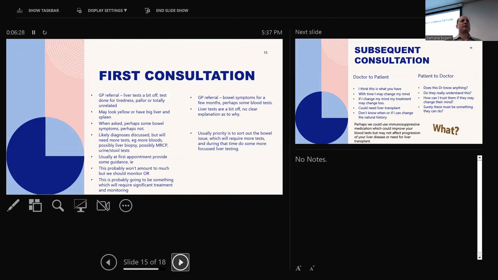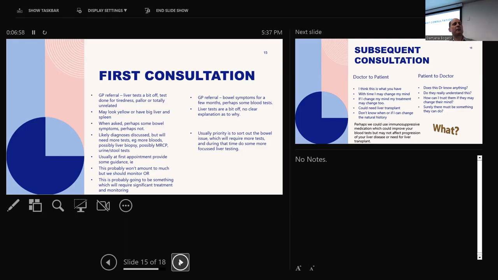So a GP has referred a child with liver function tests that are perhaps a little bit off. That might have been done to look at something totally different, or it might have been done for something like fatigue, for example. Possibly they may look a bit yellow, and when you examine them, they might have a big liver and a big spleen. And when you ask about it, or they might volunteer it, perhaps they do have some bowel symptoms, perhaps even something as obvious as blood in their stool, but often not.